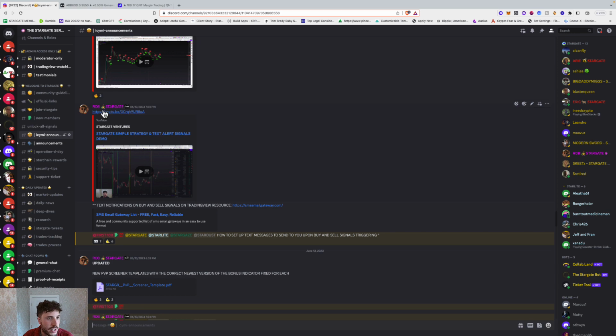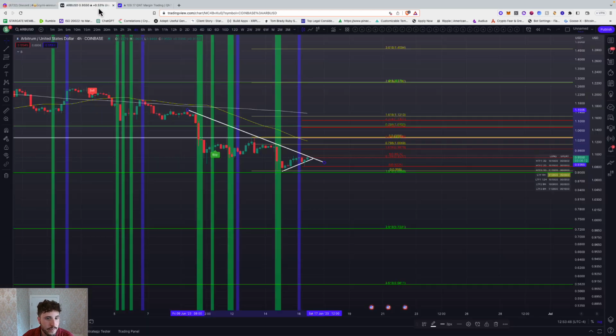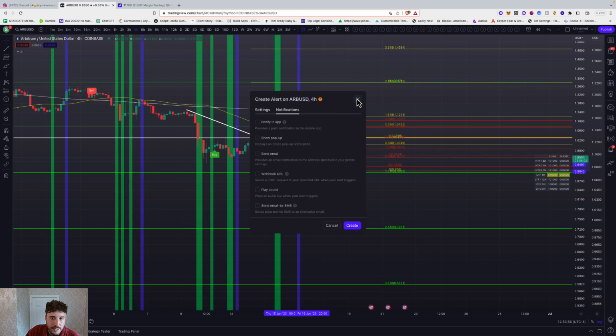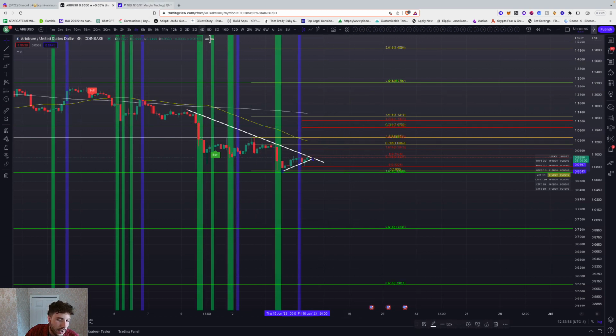So you can watch this video, set up those text alerts, and enable it so you can then do this, where you can set up these add alerts and then send email to SMS, which will send you a text message straight to your phone. So you don't have to stare at the chart all day waiting for this potentially to happen. Then you get that text message saying Arbitrum's breaking out, crossing a trend line.